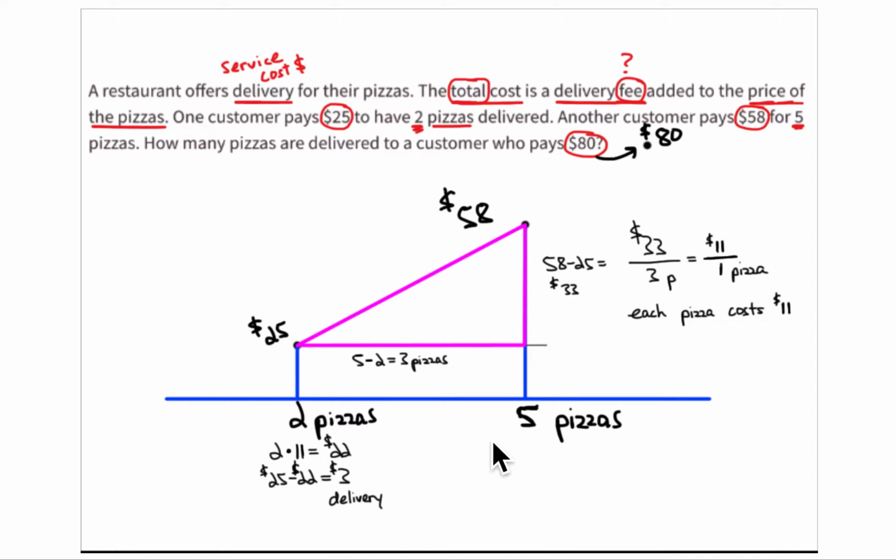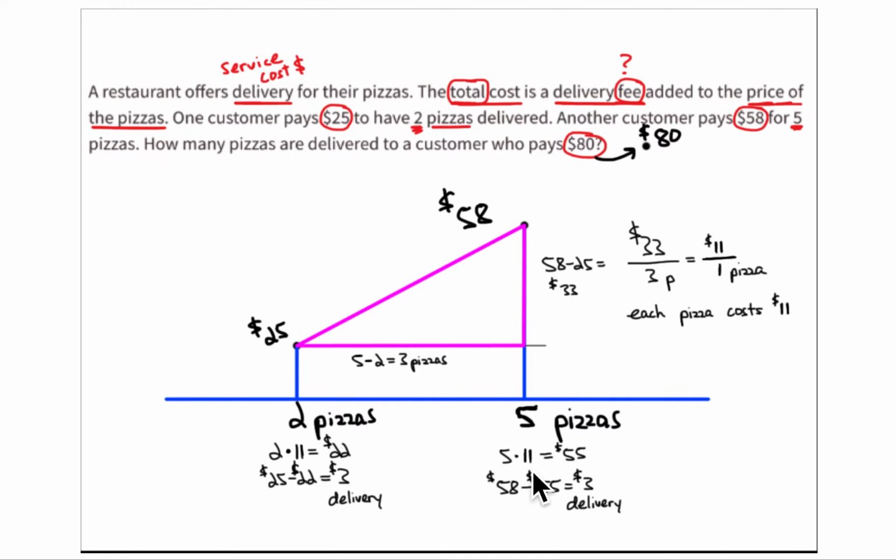So let's see if that works out the same for 5 pizzas. So 5 pizzas, you're going to pay $55. 5 times $11 per pizza equals $55. And then subtract that $55 from the total cost. That $55 is how much you're paying just for the pizza.